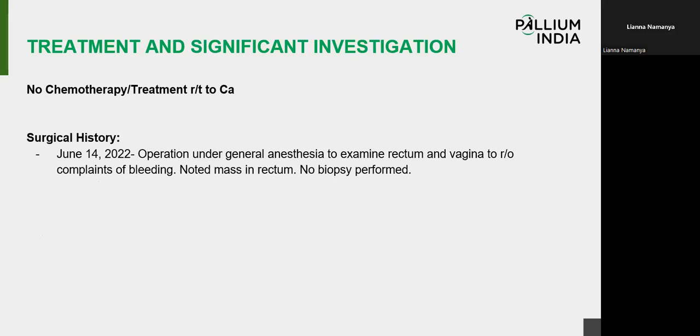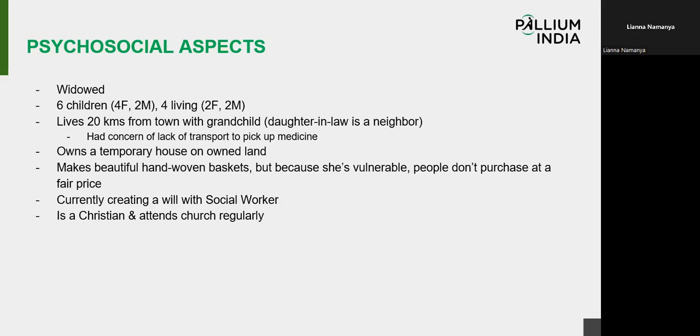Where we are in southwestern Uganda, many people can't afford chemotherapy or treatment. There is chemo and radiation in Uganda, but it is quite far from where we are. It takes about 6 to 7 hours just to reach that hospital. And so for her, she hasn't had any of those interventions. However, just recently in June, she was operated on under general anesthesia to examine her rectum and vagina to rule out complaints of bleeding. And so there was a noted mass in the rectum, no biopsy performed due to cost. So at the end, I'll be asking you a question about that treatment.